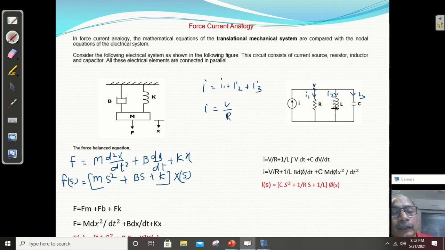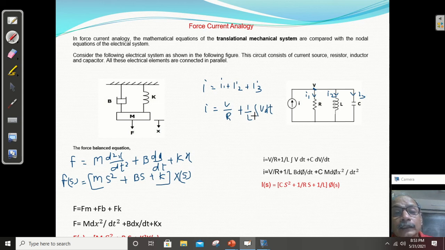In case of inductor, I equal to 1 by L integration of V dt. Clear? This is the equation for current. How will you get it? Many people have this confusion.